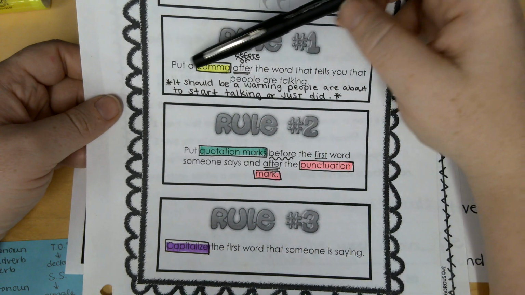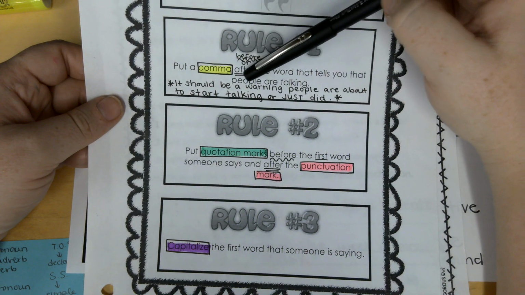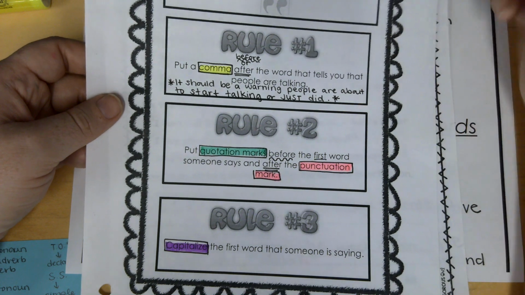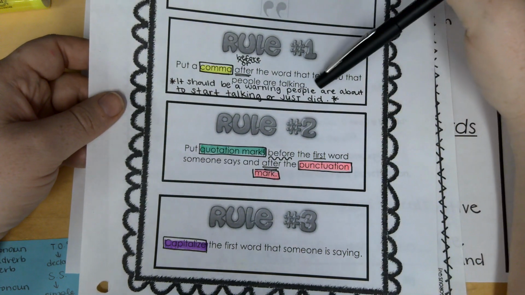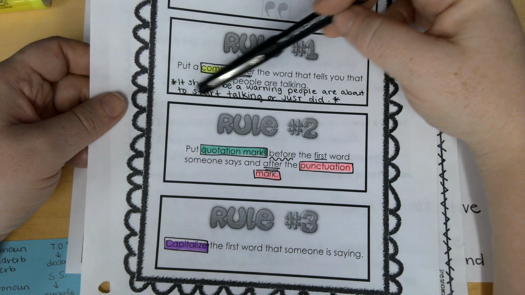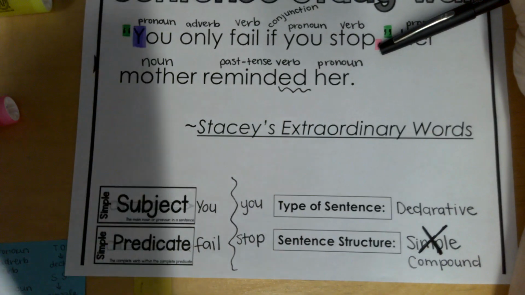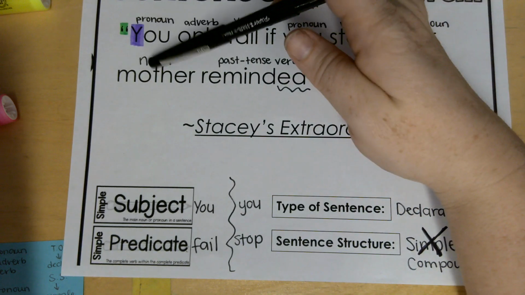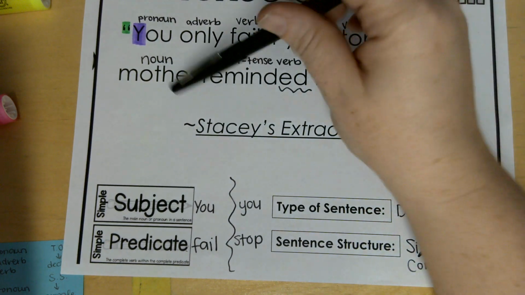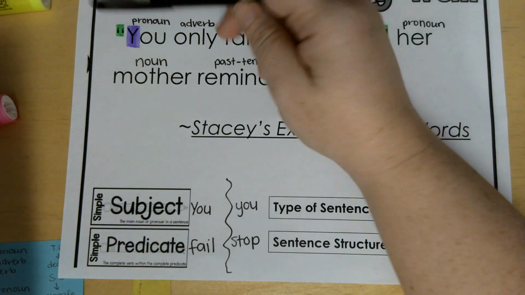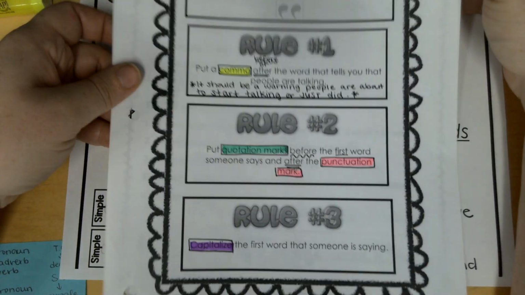So rule 1, put a comma before or after the word that tells you what the people are talking. Sorry, it should be a warning to people that somebody is about to start talking, or they just did start talking. So like right here, that comma is like a, okay, somebody just talked, and it's telling us who did it. Sometimes that'll be in the front of the sentence too.